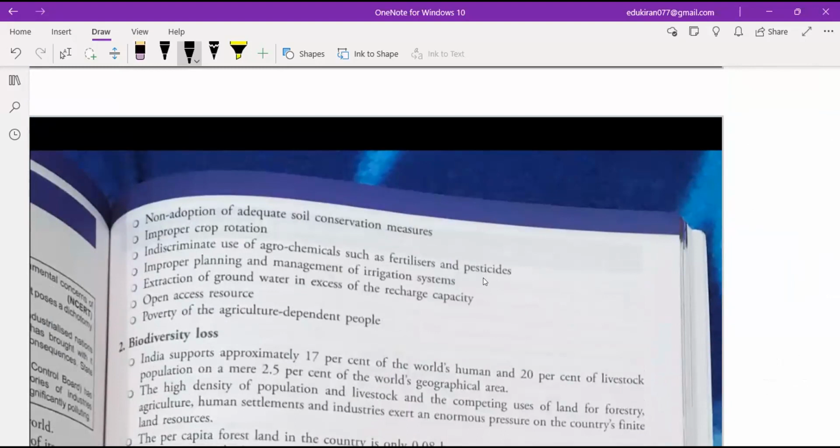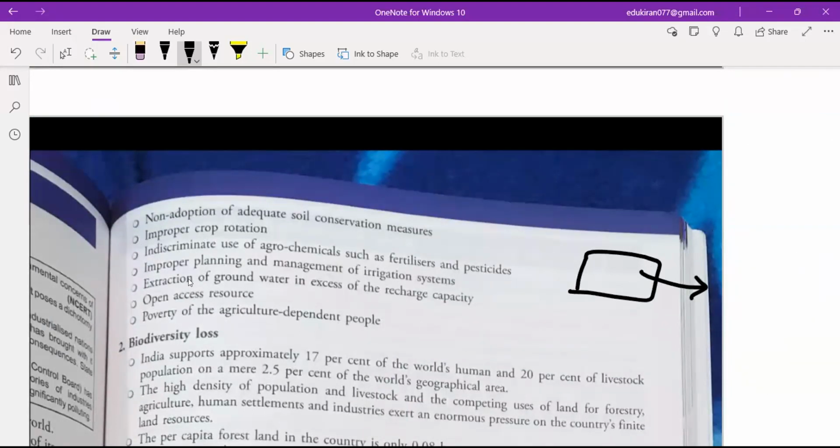People are using pesticides and fertilizers in very large amounts. Because of this, what will happen? Automatically, the land will degrade. Then there is no planning, no management of the irrigation. Sometimes there is overflow of water in the soil, and along with the water, the nutrients of the soil also wash away.